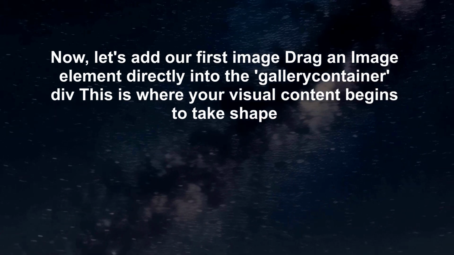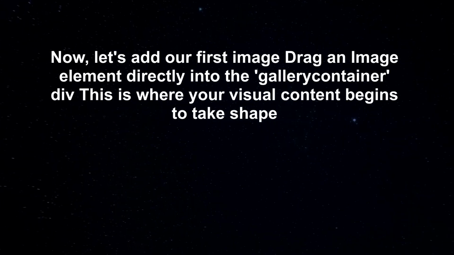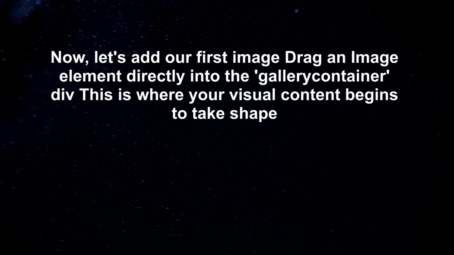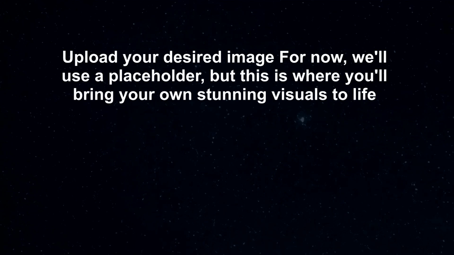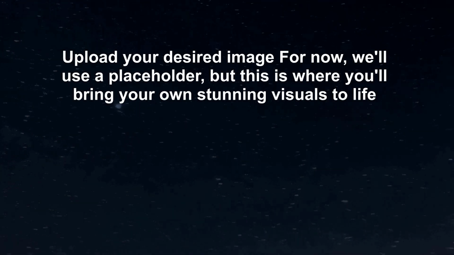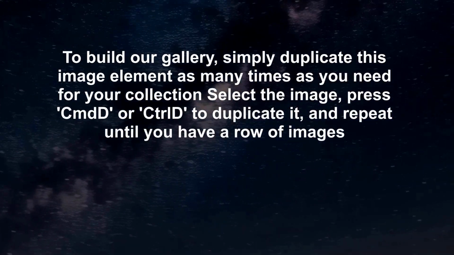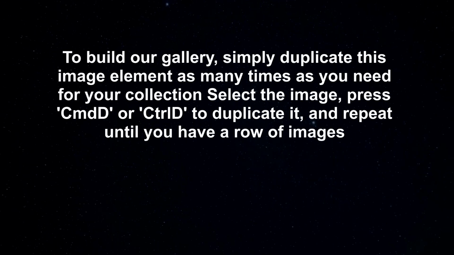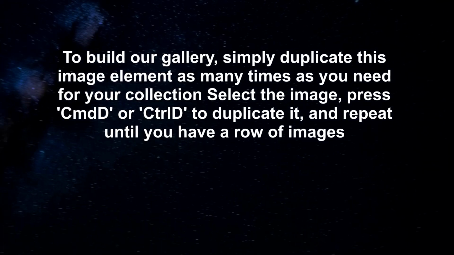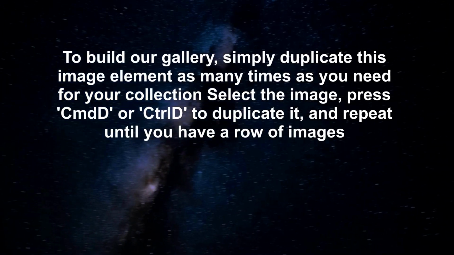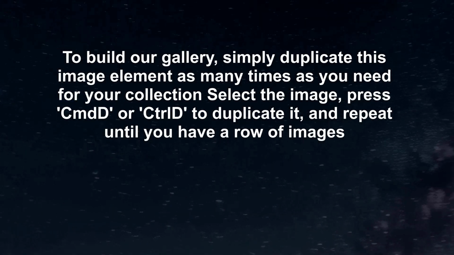Now, let's add our first image. Drag an image element directly into the Galary container. This is where your visual content begins to take shape. Upload your desired image. For now, we'll use a placeholder, but this is where you'll bring your own stunning visuals to life. To build our gallery, simply duplicate this image element as many times as you need for your collection. Select the image, press CMD or Ctrl-D to duplicate it, and repeat until you have a row of images.